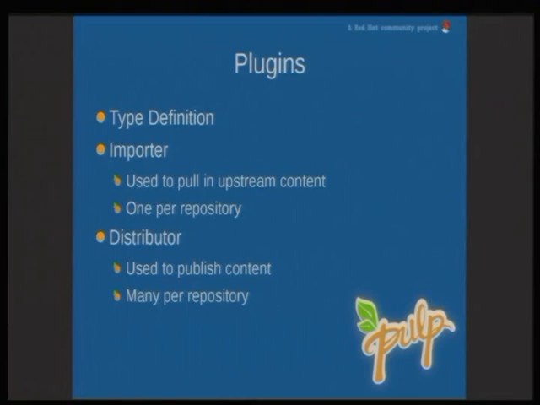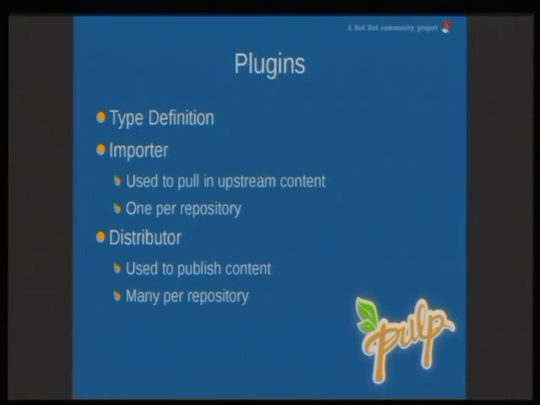So once you define the uniqueness of content, you need to figure out how to write the importer. The importer is the thing that basically answers the questions: how do I pull content into Pulp? What do I need to interrogate the remote source? What do I need to grab? How do I download it? And how do I stuff this content into Pulp?